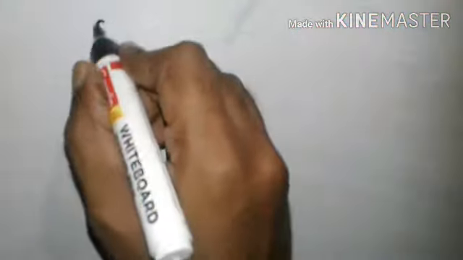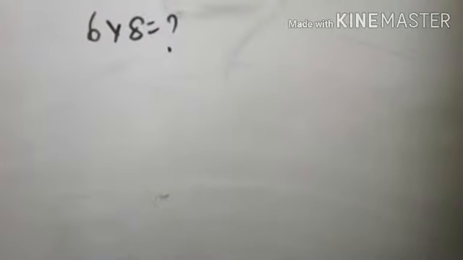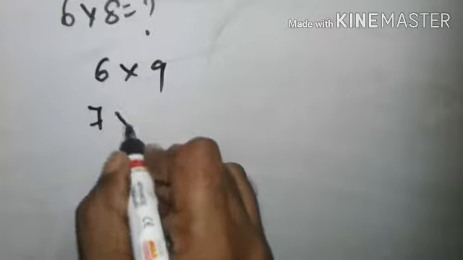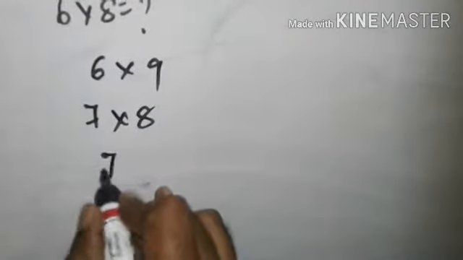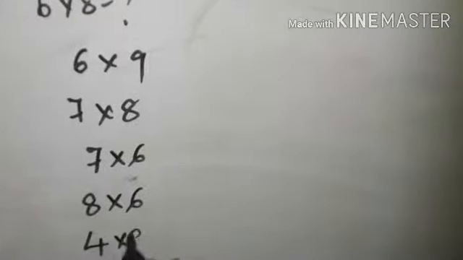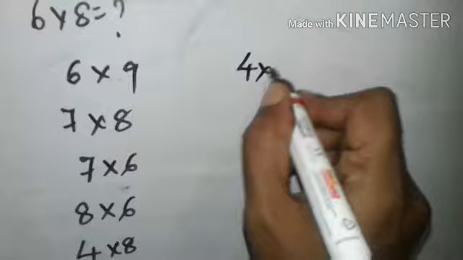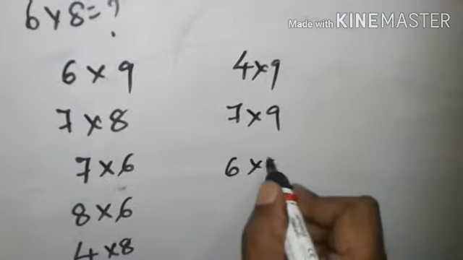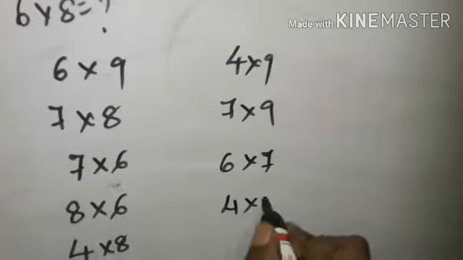As we discussed, 63% of the students were not able to answer how much 6 cross 8 is. They made a lot of mistakes in that. Not only this particular multiplication fact, but also 6 cross 9, then 7 cross 8, and then 7 cross 6, 8 cross 6, 4 cross 8, 4 cross 9, 7 cross 9, 6 cross 7, and 4 cross 7.